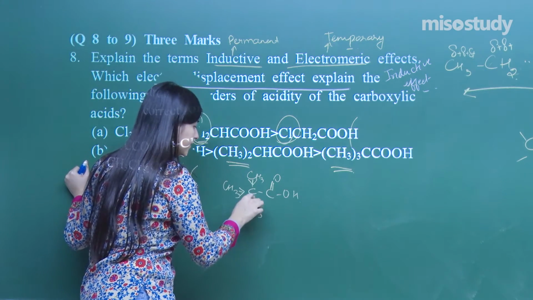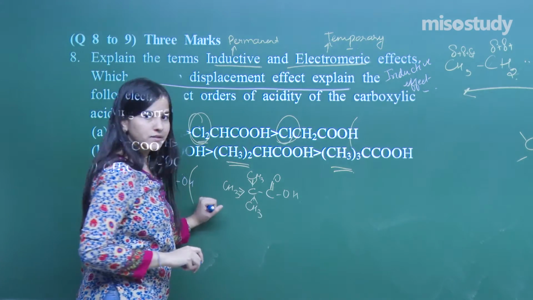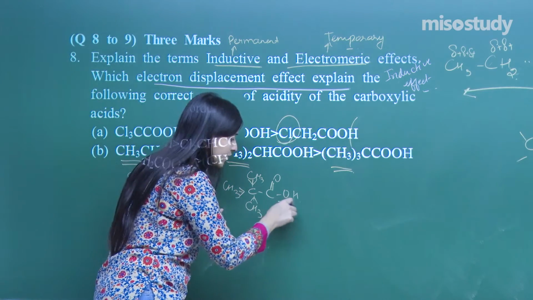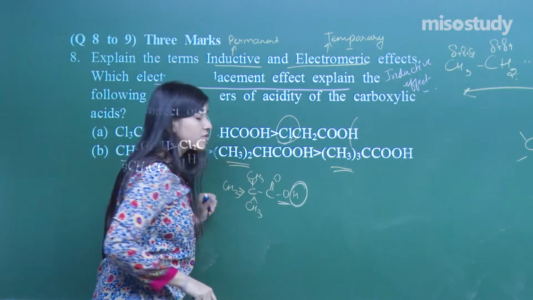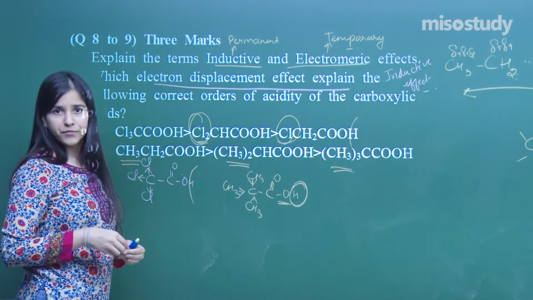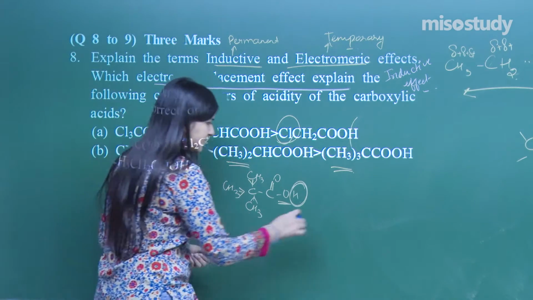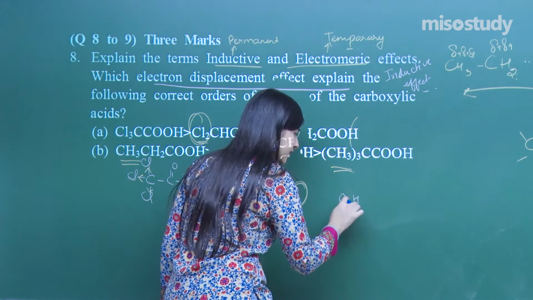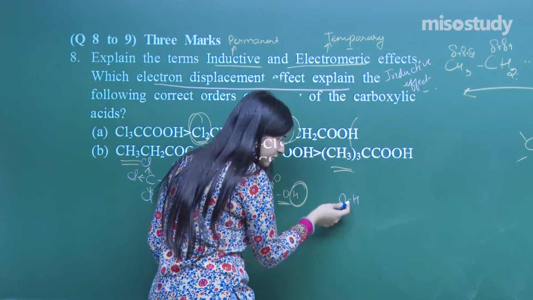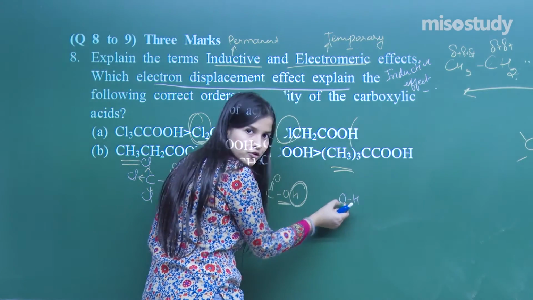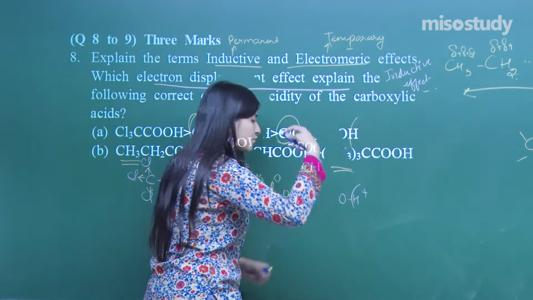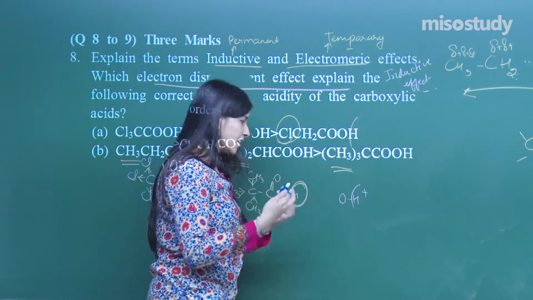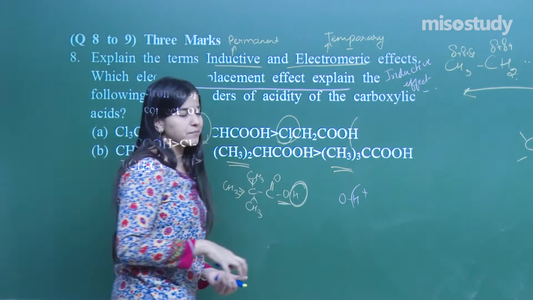Donating, they are donating the electrons, thereby there will be more electron density generated on this oxygen, and this hydrogen removal will be very difficult, right? How? See, it will be something like this. If this oxygen attracts these electrons towards itself, thereby H positive can go off. If this oxygen is not attracting these electrons, it will not go off. That is the concept applied here.